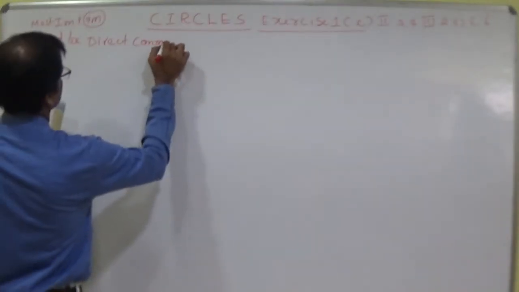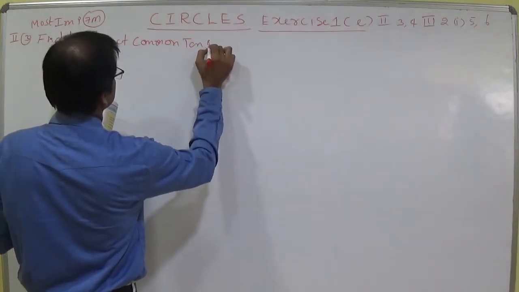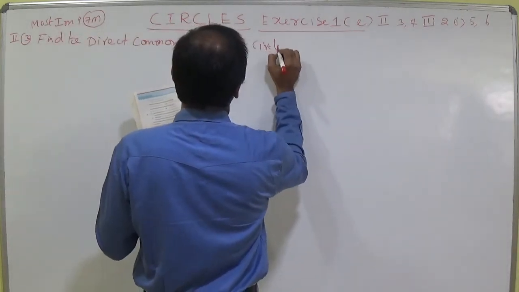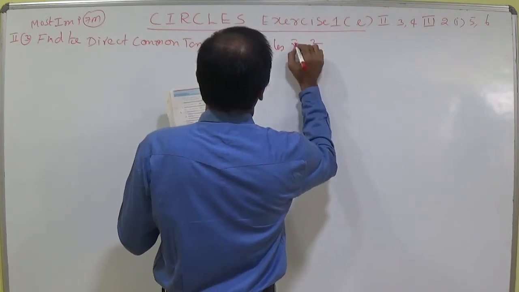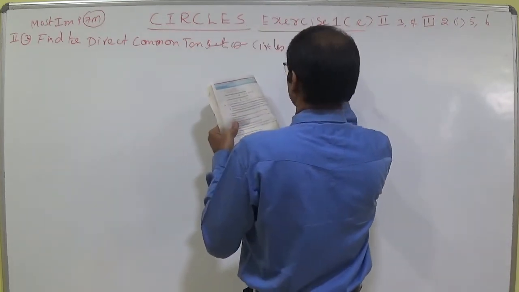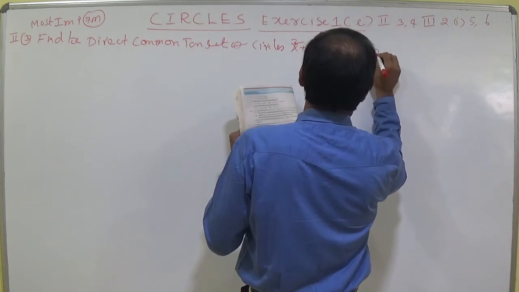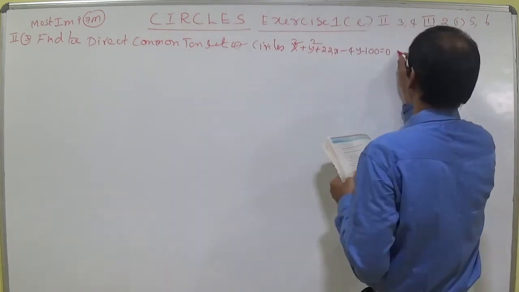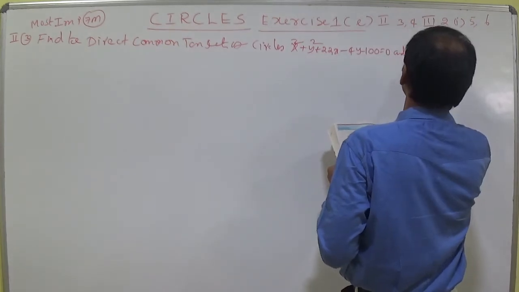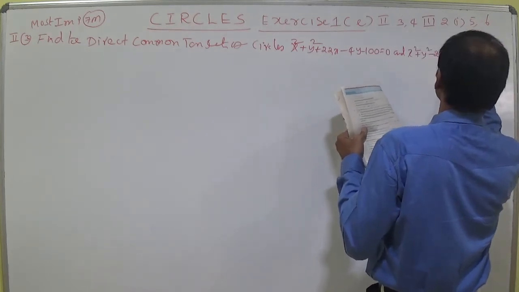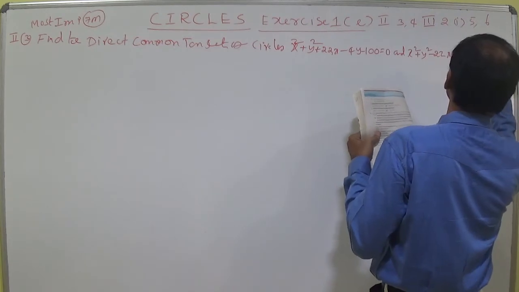Find the direct common tangents of the circles x square plus y square plus 22x minus 4y minus 100 equal to 0 and x square plus y square minus 22x plus 4y plus 100 equal to 0.